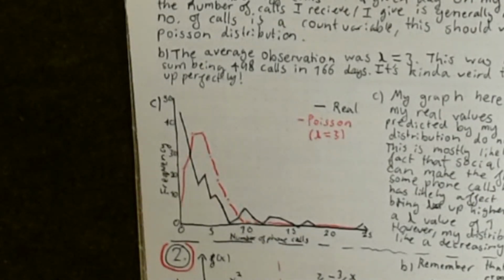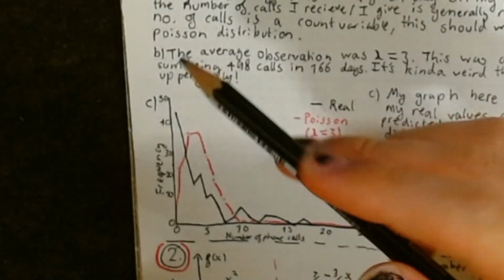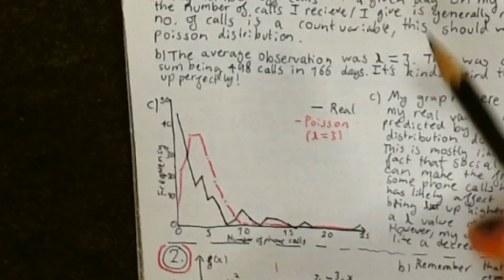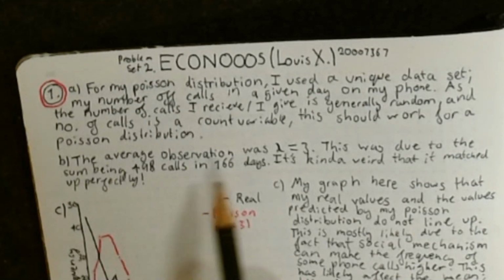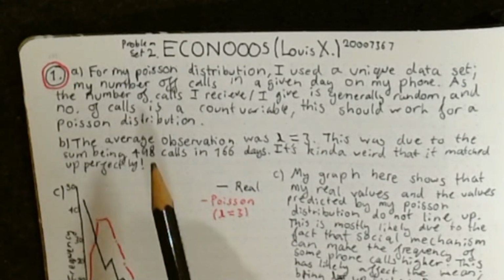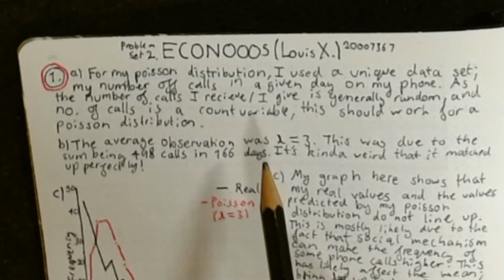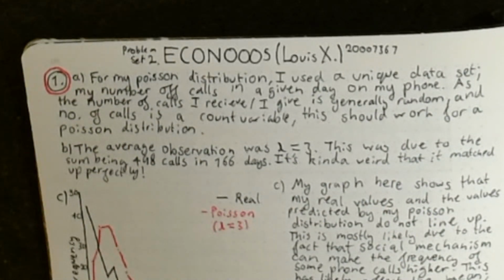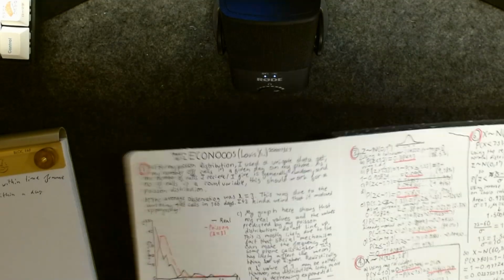Now for B, it explicitly states, collect some observations, what is the average observation in your data? When it says average, the average observation for me was lambda equals 3, because I had 298 calls in 166 days. Kind of weird that it matched perfectly. Oh, I am not good for comedy.